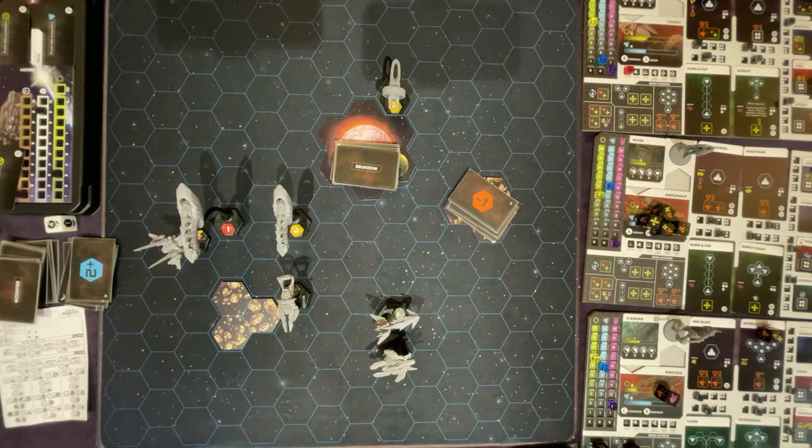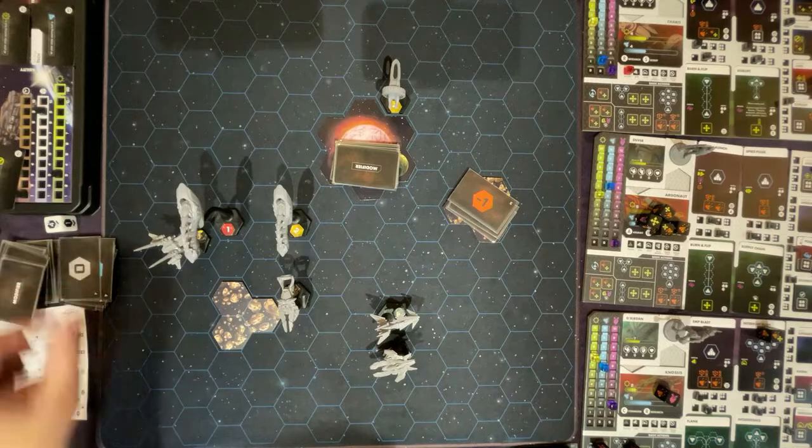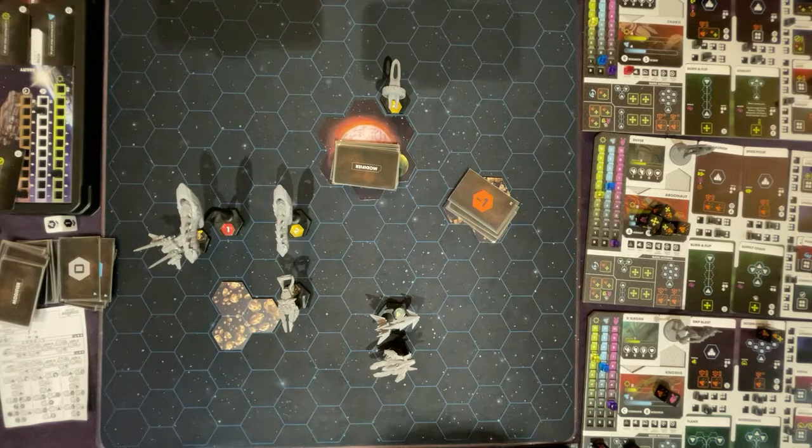1, 2, 3, 4, 5. He has 11 hull and 4 shields, so 15 health. And then number 2 is going to be for the 3 damage. And number 2 is still at 10 shields and 13 hull. So long way to go for number 2.